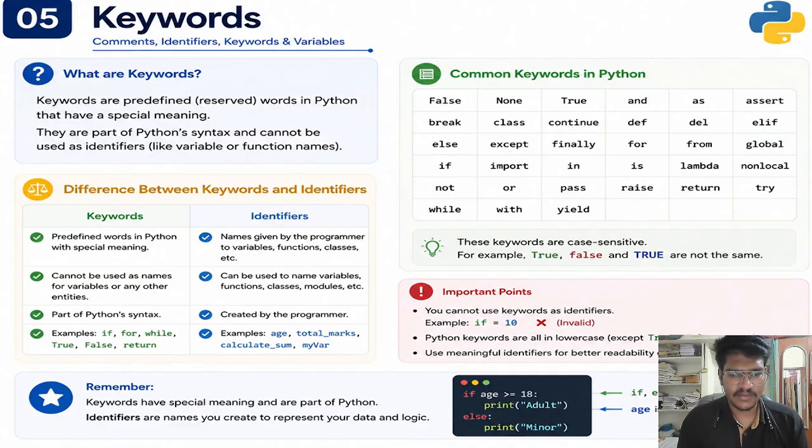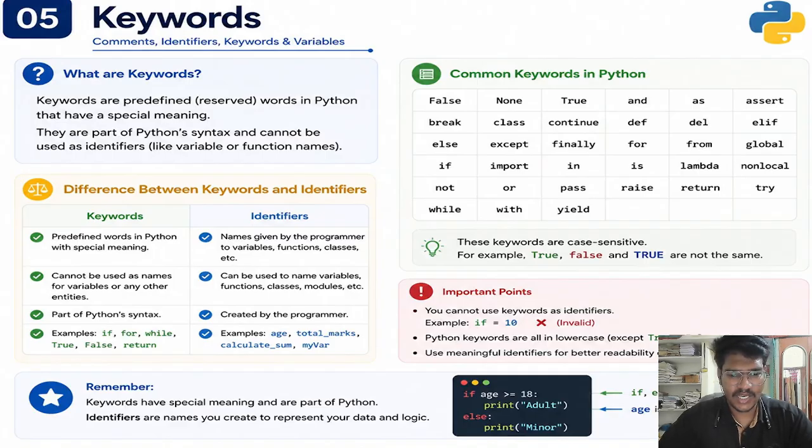Let us clarify the main difference between keywords and identifiers. The keywords are predefined words in Python with a special meaning. They cannot be used as names for variables. They are part of Python syntax. And identifiers, on the other hand, are names given by the programmers to variables, functions, classes, etc.